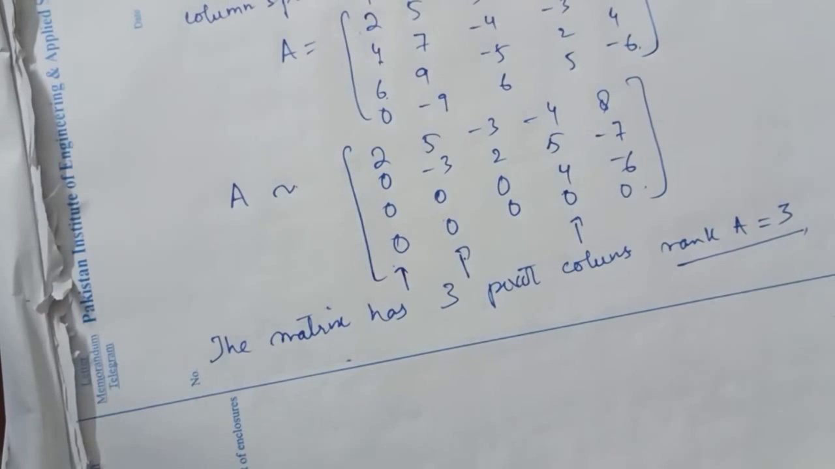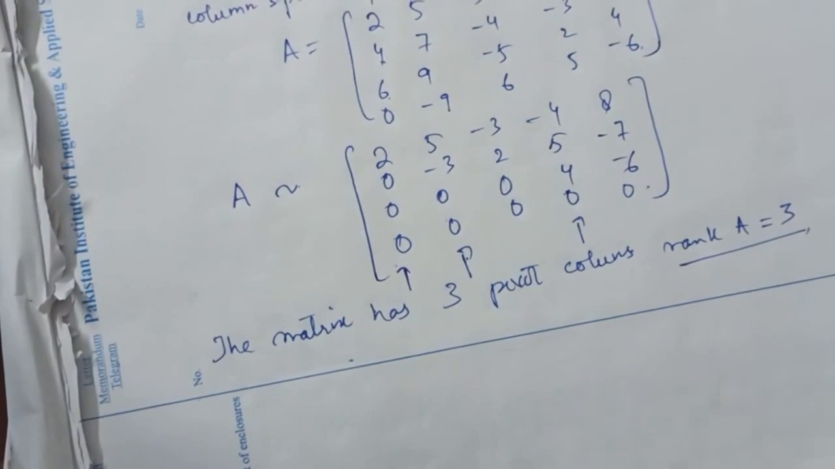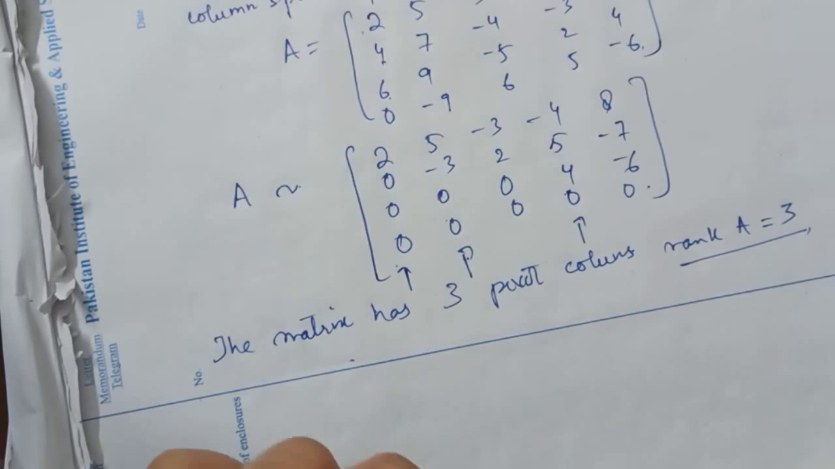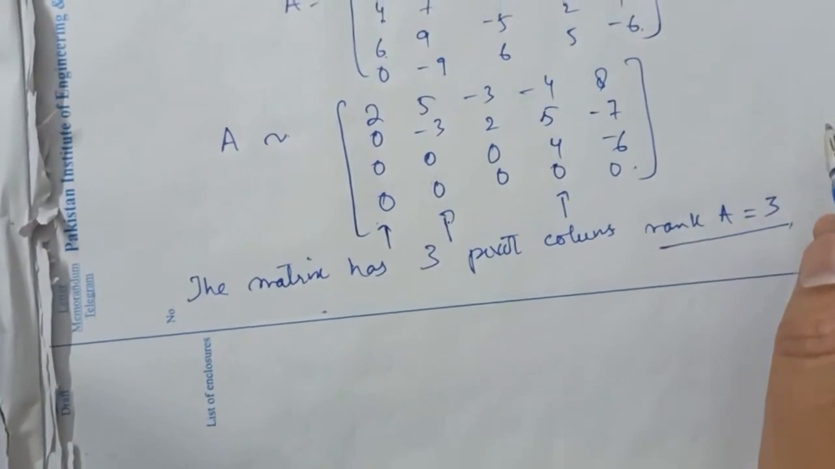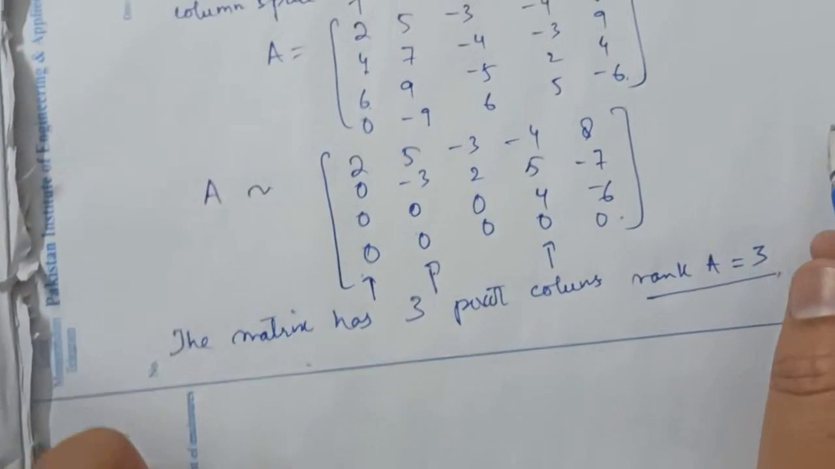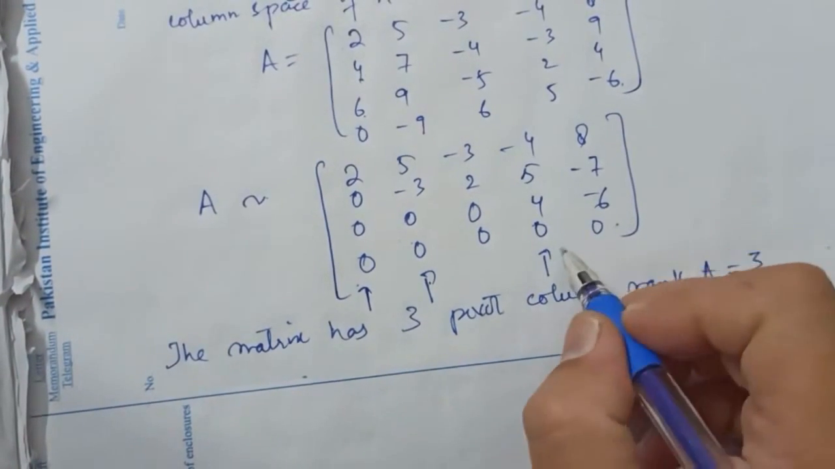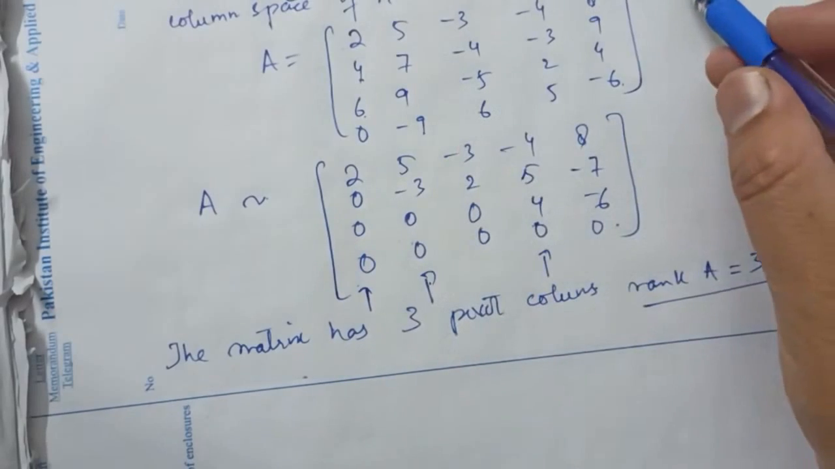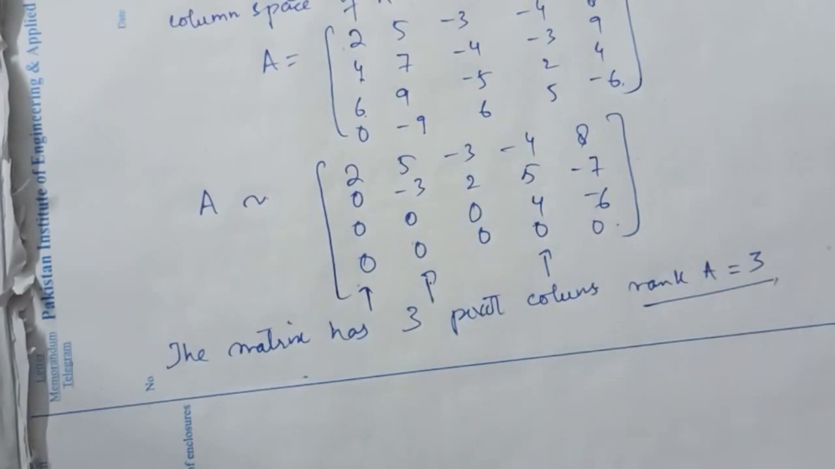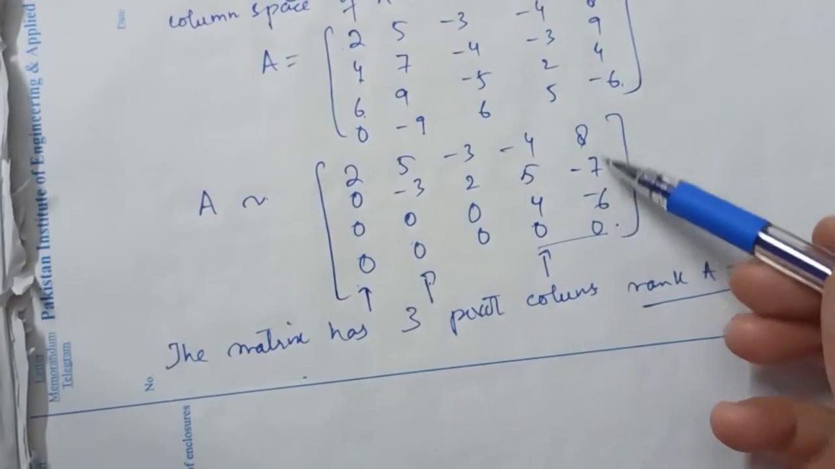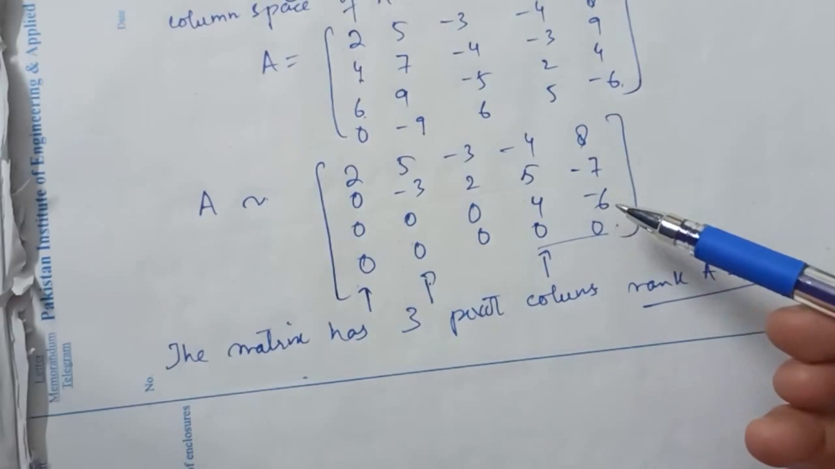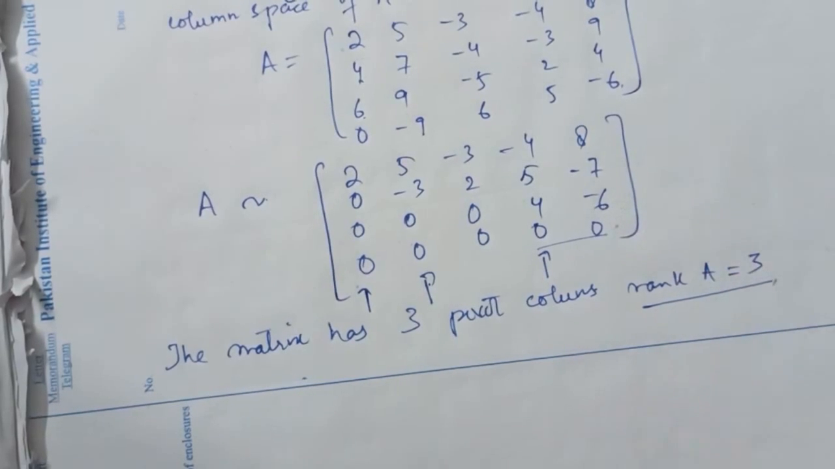Now the matrix has 3 pivot columns and the rank of this is 3. So for example, the row reduction in this example illustrates that there are 2 free variables. Because this is 1, 2, 3, 4, 5 columns, and we have 3 pivot columns, so we got 2 free variables. It means the remaining 2 columns relate to the free variables.